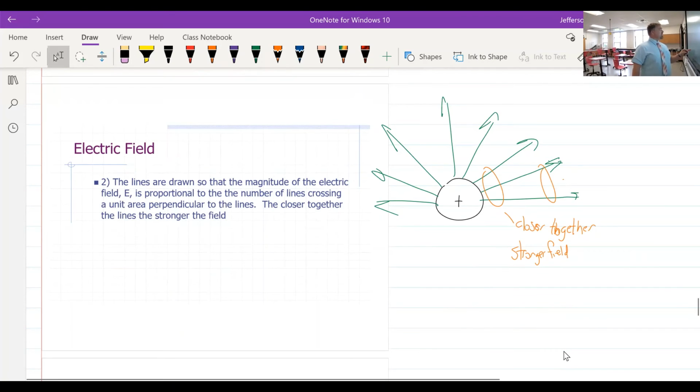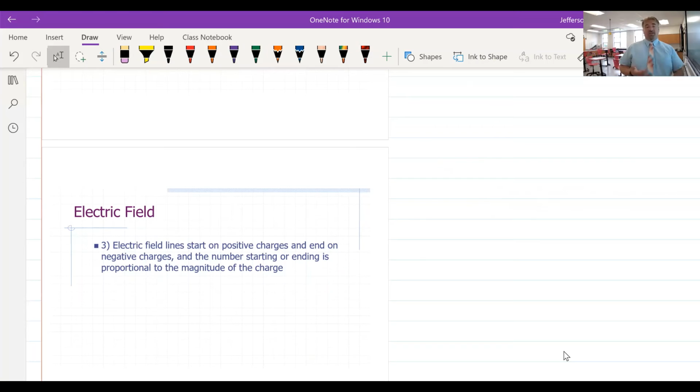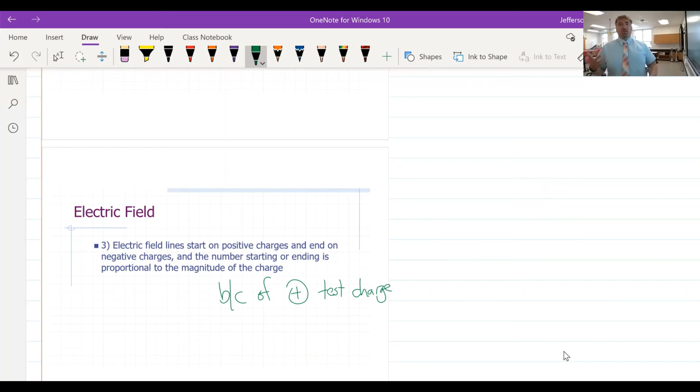And the last one states that the electric field lines will always start on positives and end on negatives. And this is, again, because of the positive test charge. That was just by definition. He could have picked the negative, but he didn't. So these are just the conventions that we live by. And then the number of lines starting or stopping gives you an evaluation of how big the charge is. Bigger charges will have more field lines. Smaller charges will have a smaller number of field lines.